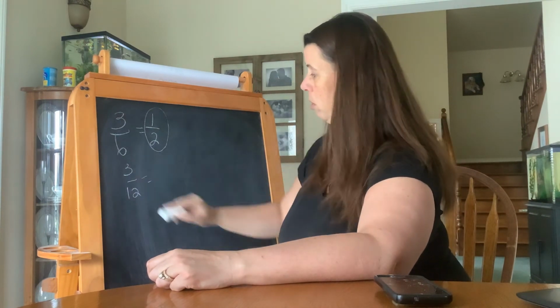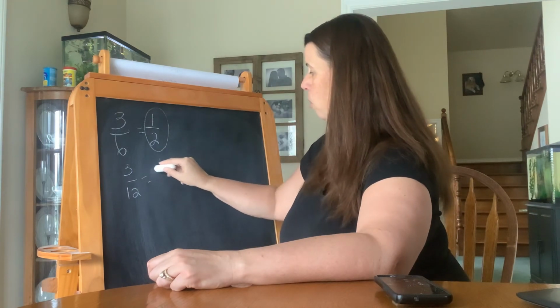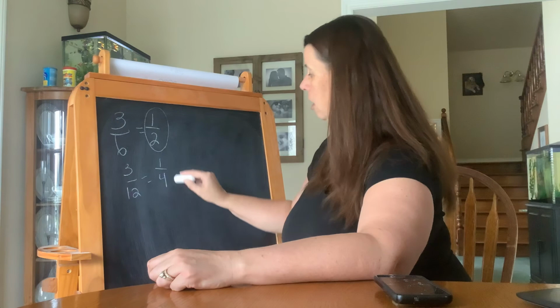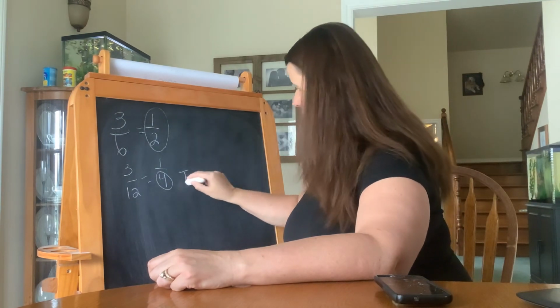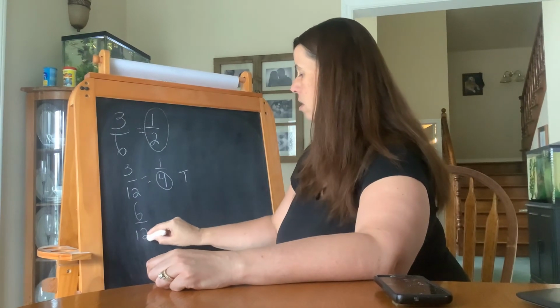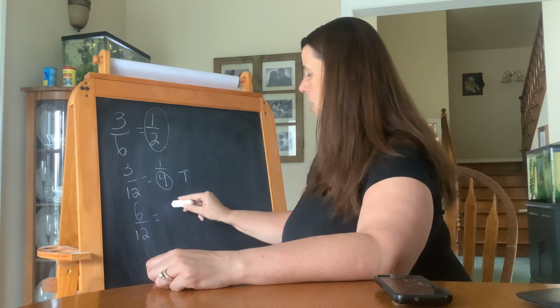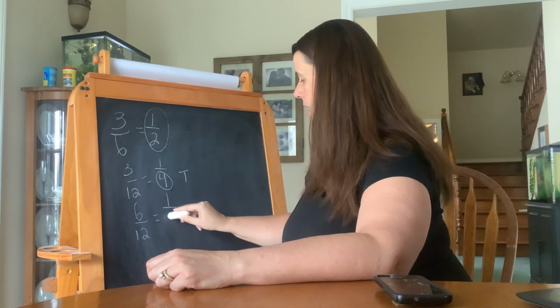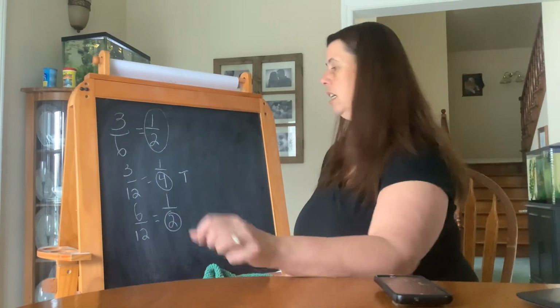Okay? 3/12. Is 3/12 in lowest form? No. Does 3 go into 12? Yes, it does. So we're going to divide by 3. 3 divided by 3 is 1. 12 divided by 3 is 4. Look at the denominator. 2 times 2 is 4. So this will terminate. Okay? 6/12. Does 6 go into 12? Yep. So we're going to divide them both by 6. 1/2, and 12 divided by 6 is 2. Look at the denominator. It's a 2.